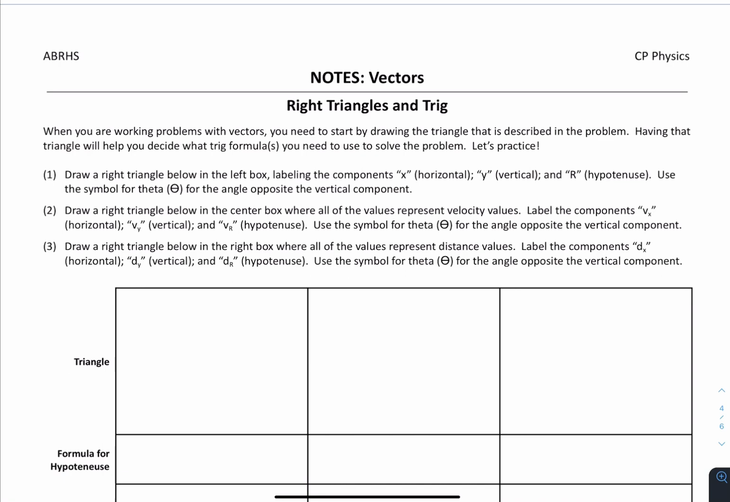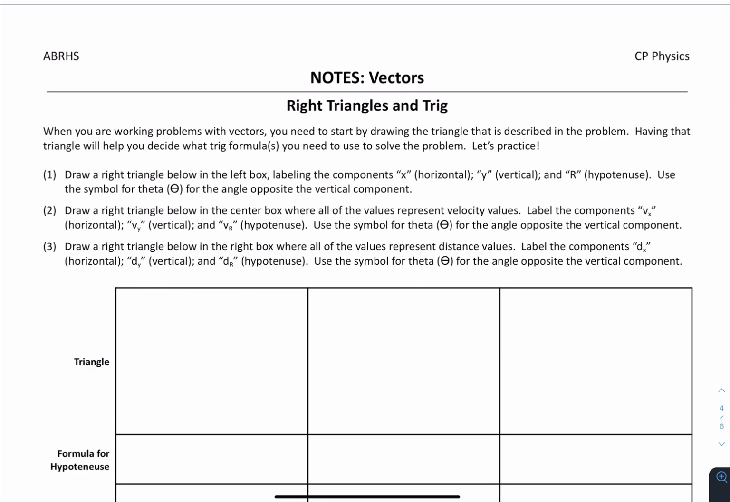This screencast is to wrap up our notes section for our new vectors unit. This one's going to focus on right triangles and the trig calculations that we're going to be working with as we use these triangles. When you're working problems with vectors, you need to start by drawing the triangle that's described in the problem. This can take a little bit of practice, so I'm going to be asking you to do it for all the problems. Having that triangle is going to help you decide what trig formulas you need to solve the problem. So we're going to be practicing by filling in this table.